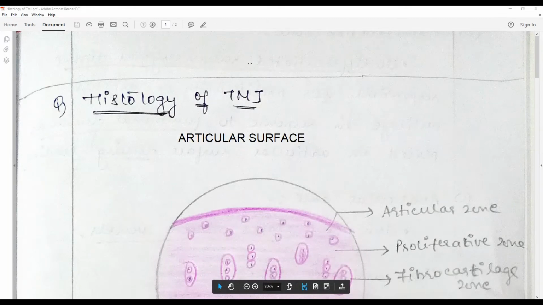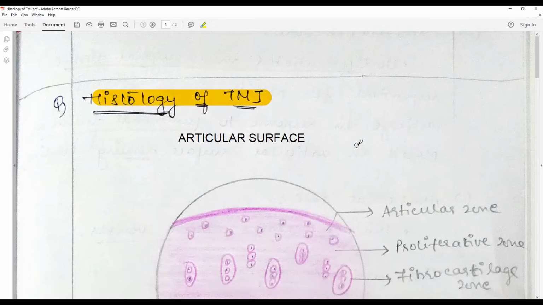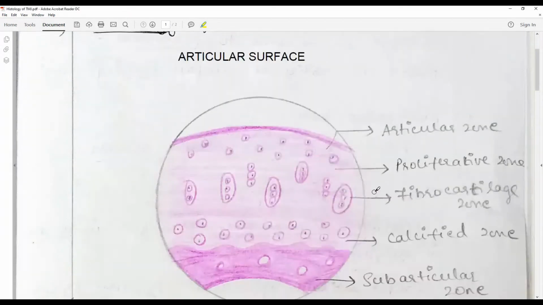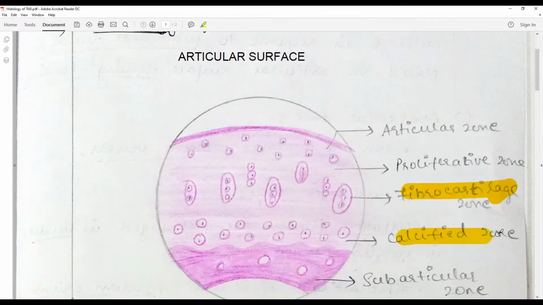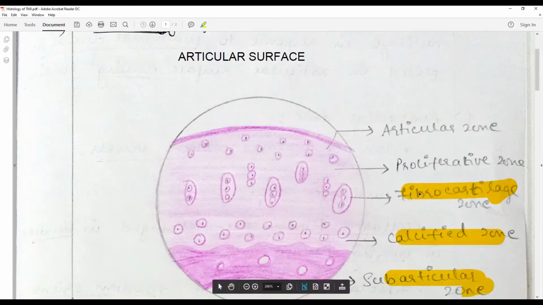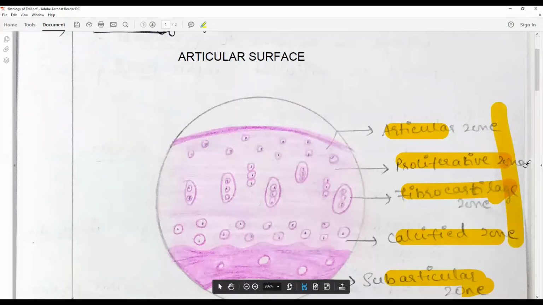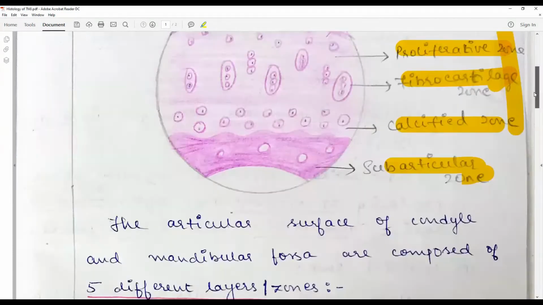The question that we are going to discuss is the histology of TMJ, especially the articular surface. So the first thing you have to do is draw up the diagram and mark the parts correctly. That will include an articular zone, proliferative zone, fibrocartilage zone, calcified zone, and subarticular zone. So of these, 4 is most important. So we'll go into this.